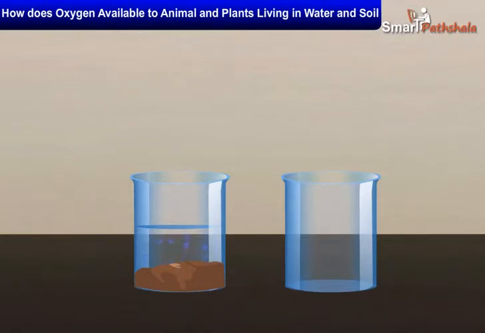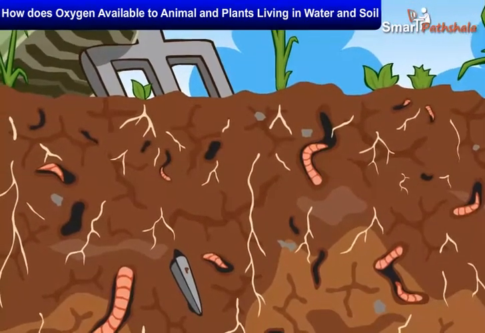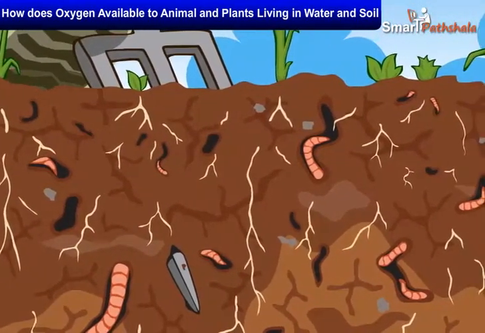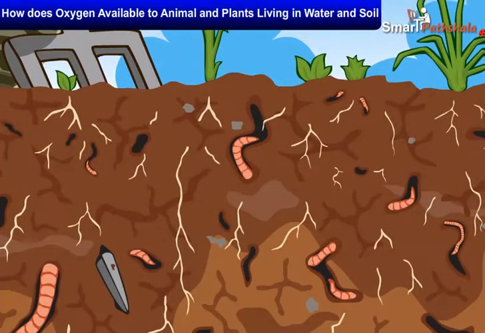When the water is poured on the lump of soil, it displaces the air, which is seen in the form of bubbles. The organisms that live inside the soil, such as earthworms and the plant roots, respire by using the oxygen present in the soil.